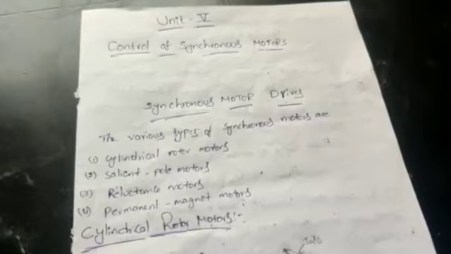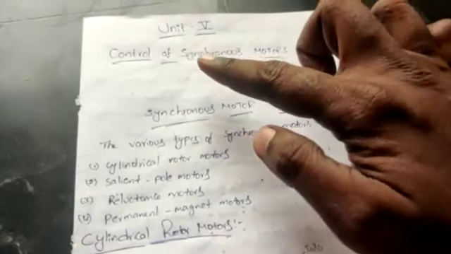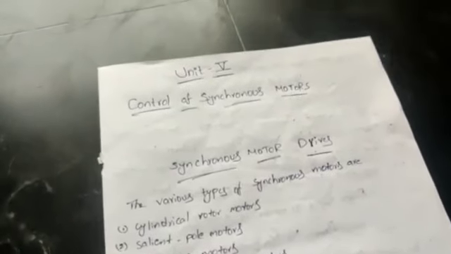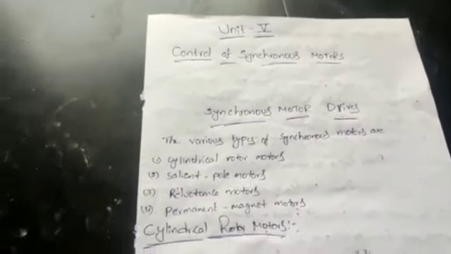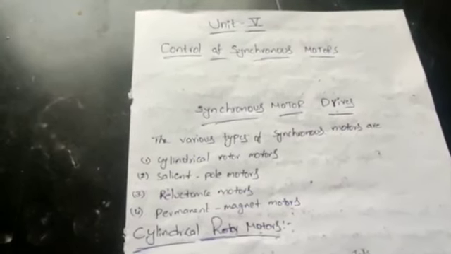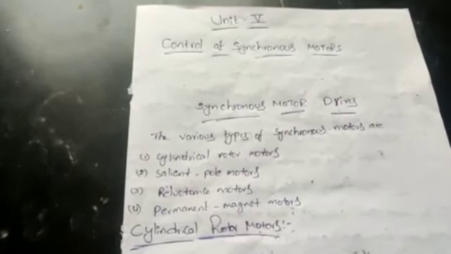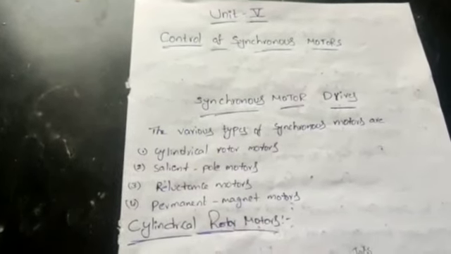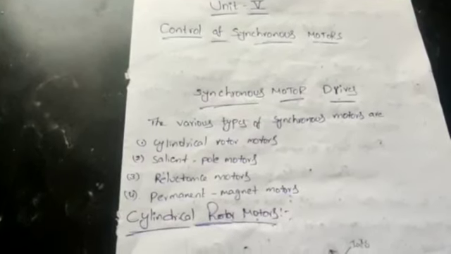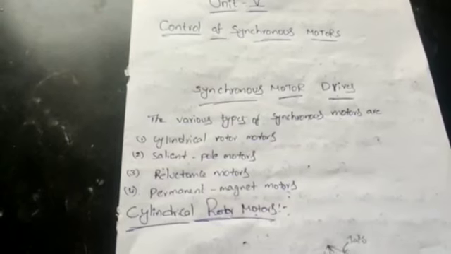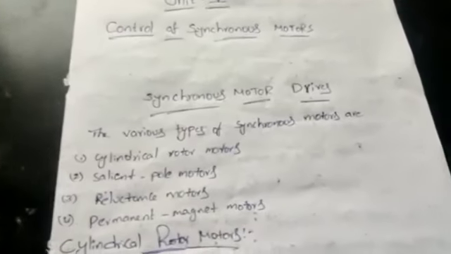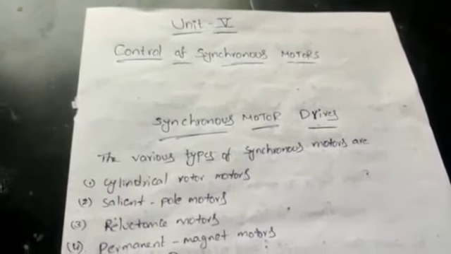Today we are starting 5th unit, Control of Synchronous Motors. In that I will explain about synchronous motor drives. Synchronous motors have two windings. One on the stator is the three-phase armature winding and the other on the rotor is the field winding. The three-phase winding on its stator is similar to the three-phase winding on the stator of a three-phase induction motor.